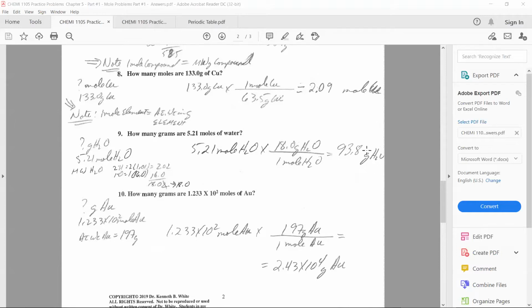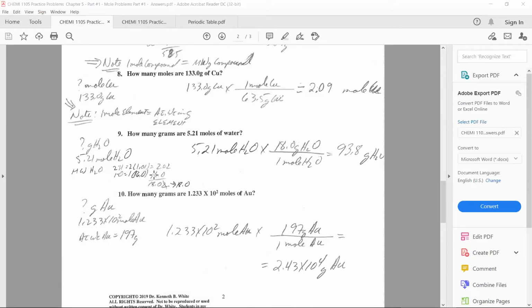Whatever I'm trying to get to, when you use your good buddy, your good friend, unit analysis, grams of water goes on top, moles of water I want to get rid of goes underneath. Where do I get these two numbers? 1 mole of compound equals the molecular weight of the compound. What's the molecular weight of water? Over here, 2 hydrogen, 1 oxygen.